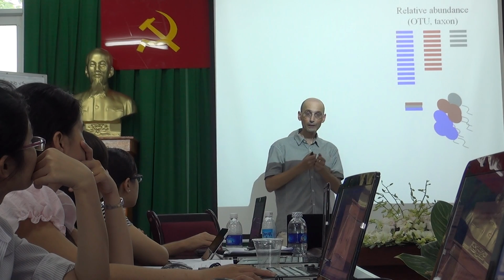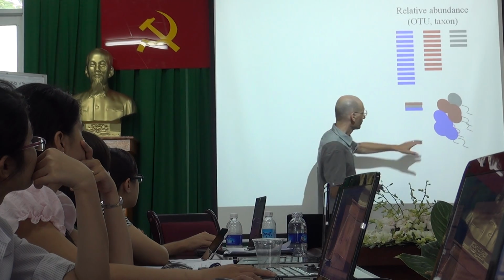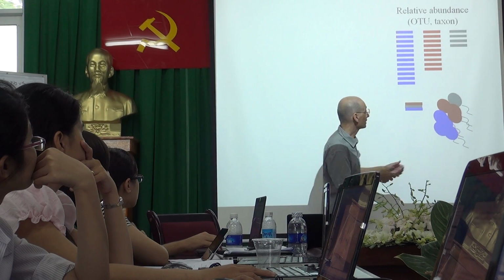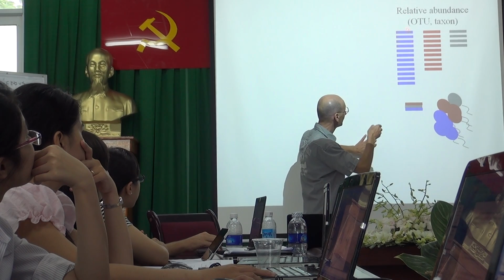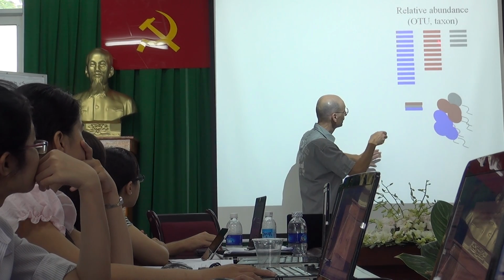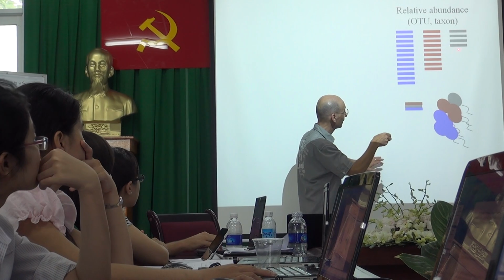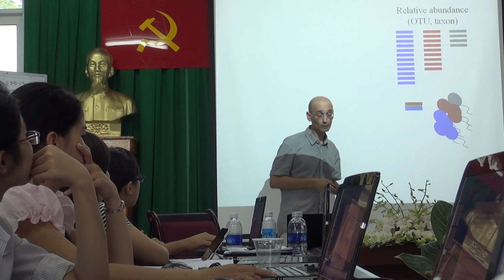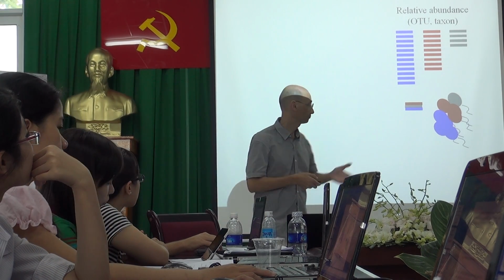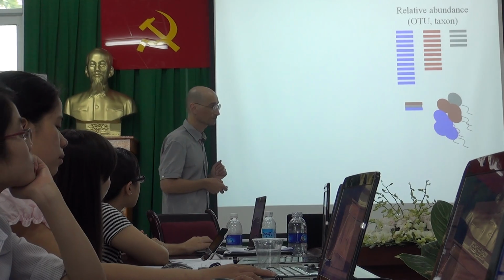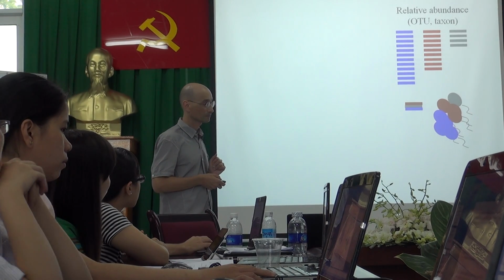Okay, we would like our method to tell us that when we analyze it, we get that many of the blue one, that many of the brown one, and that many of the gray one.